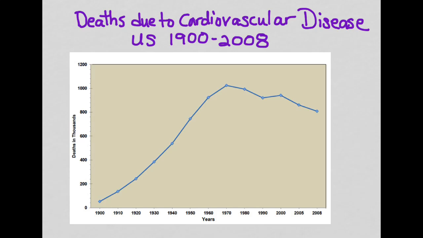But this was sort of instigated by looking at this change in deaths due to cardiovascular disease. This shows from 1900 to 2008, and you can see that by about 1950, it was already apparent that there was a dramatic increase in these deaths occurring in the United States, which actually kept going up and now finally is starting to go down. And actually that's probably due to the work that was done with the Framingham heart study.